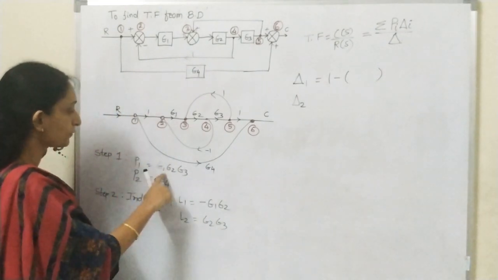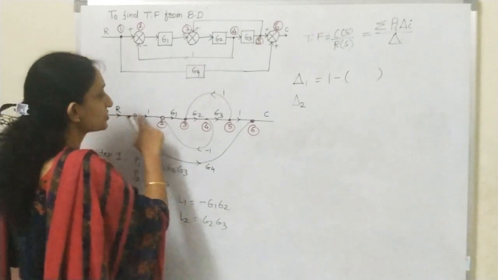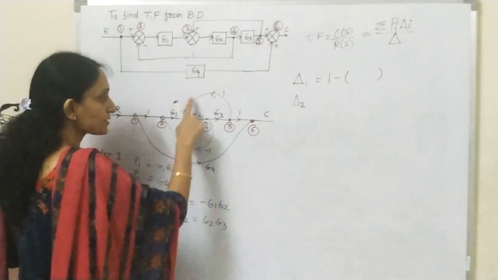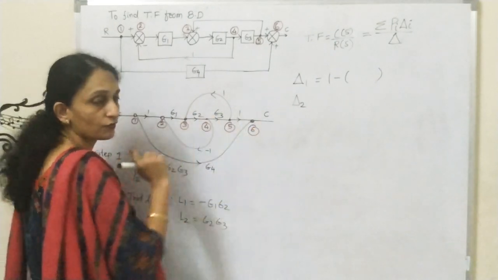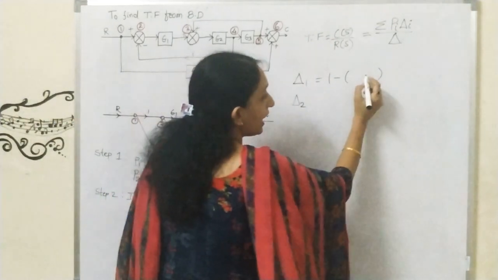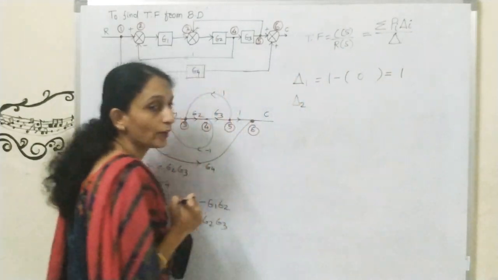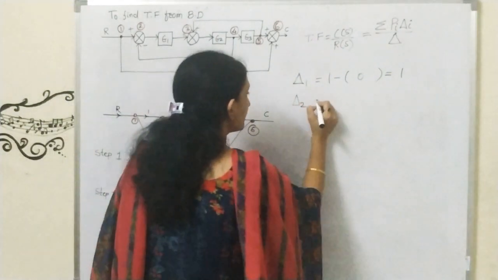So what is your first forward path? G1, G2, G3. So look at this, G1, G2, G3. These two loops are touching the first forward path. So I will write 0 because all loops are touching, so delta 1 is equal to 1.